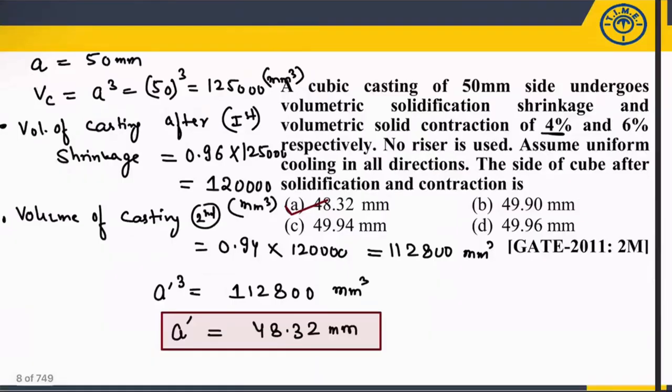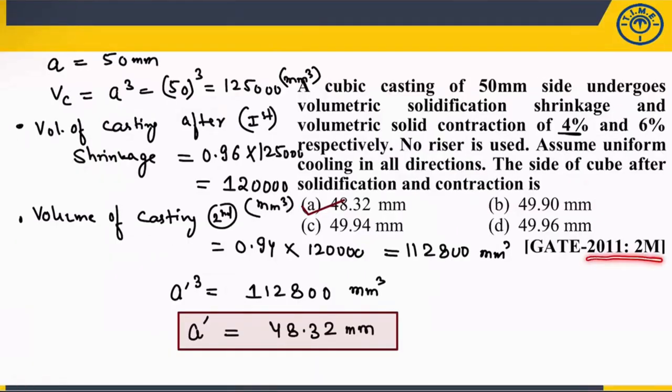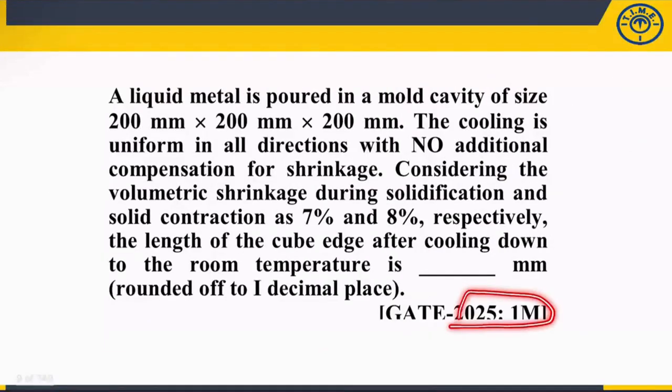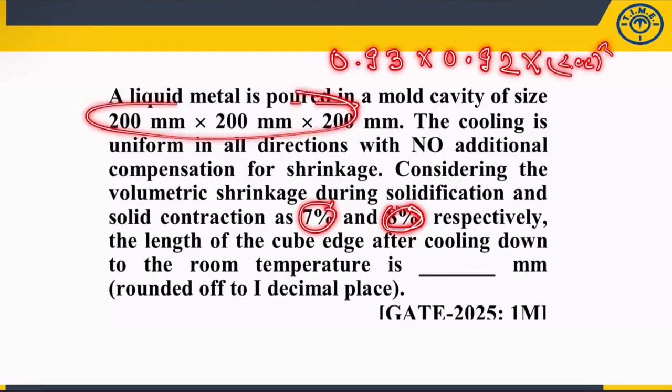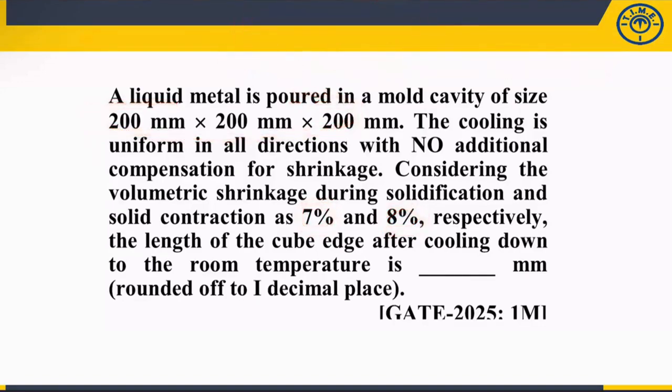That's why I told you this is GATE 2011, 2 marks. The same type of question they asked in GATE 2025, last year's question, a 1 mark question. What is happening? 7%, 8%. Can I say 0.93 into 0.92 into whatever the volume is, 200 cube? That is nothing but the final volume of the cube. Then from here you can calculate a. Very simple question.